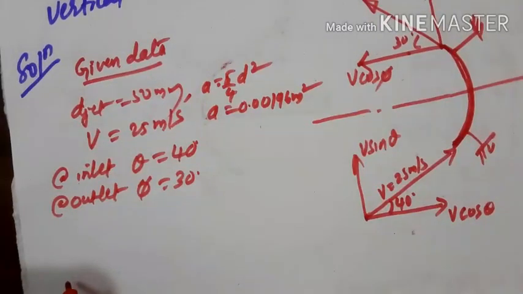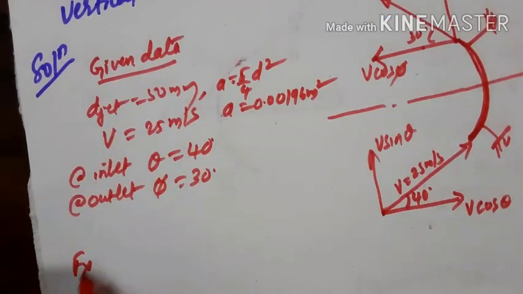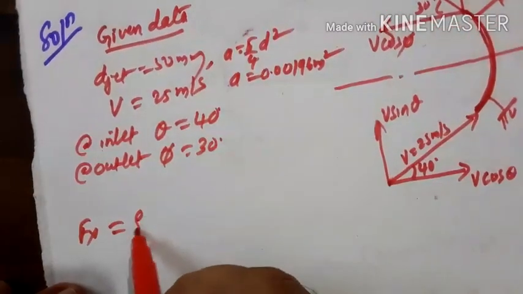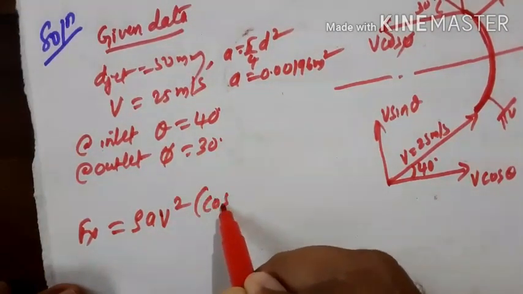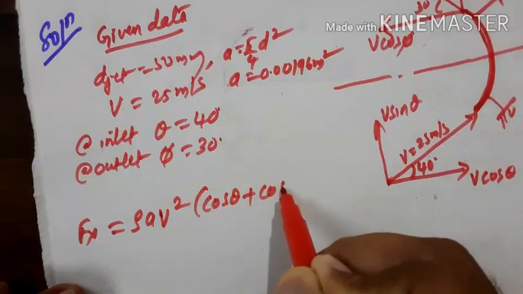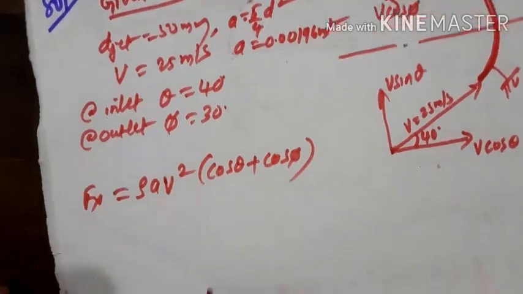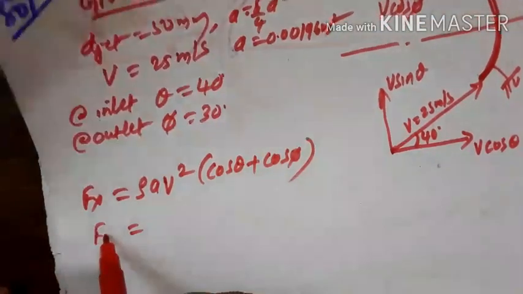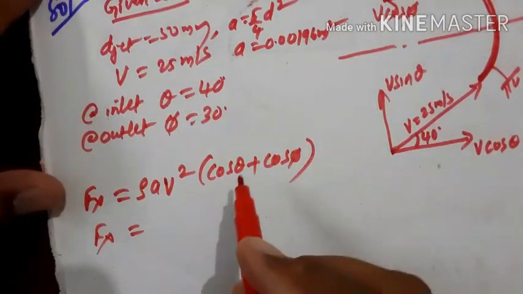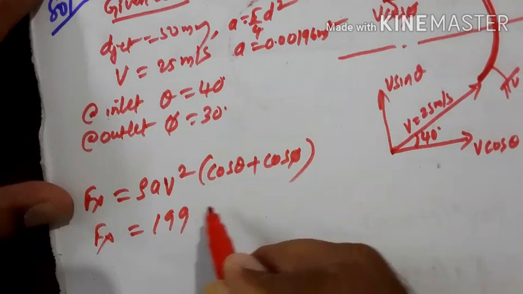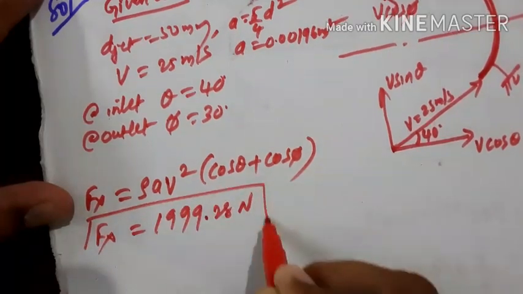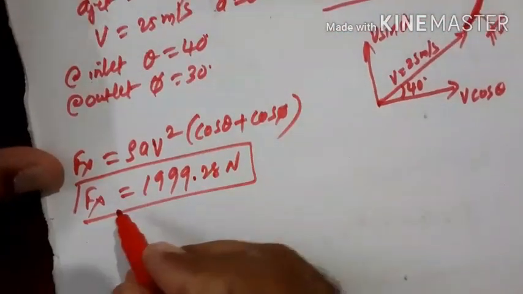Now the force exerted by the jet in x direction, Fx, we know the formula: rho a v square. That is for the unsymmetrical case, we already derived: cos theta plus cos phi. Then substitute the values in this equation, so you will get the answer 199.28 Newton, and this is in x direction.